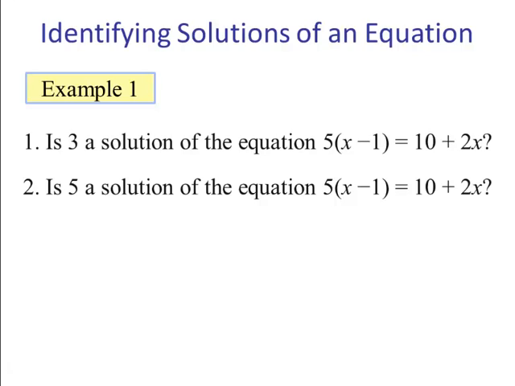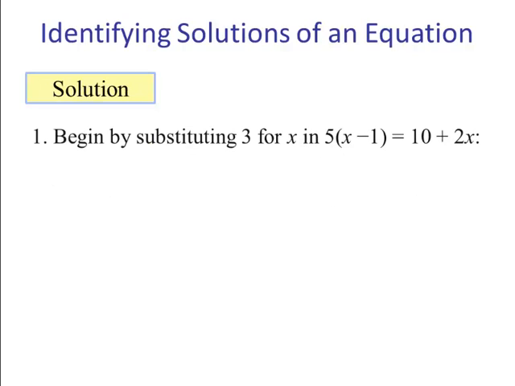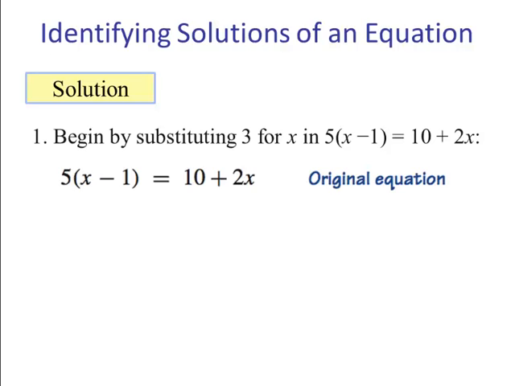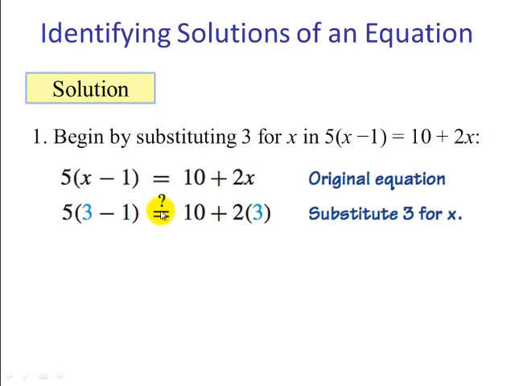Number 1, is 3 a solution to the equation 5 times the quantity x minus 1 equals 10 plus 2x? Number 2, is 5 a solution to this equation? Let's begin with number 1. We substitute 3 in for x into the equation. We have a question mark here because we want to see, does the left-hand side equal the right-hand side? Following the order of operations for the left-hand side, we're going to subtract first, then multiply. For the right-hand side, we're going to multiply first, then add.